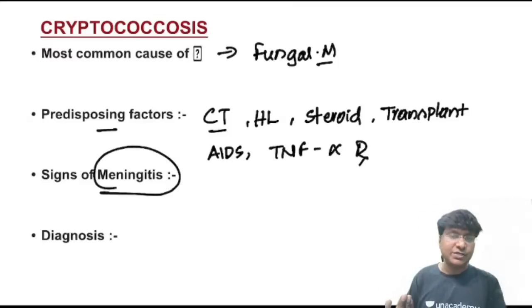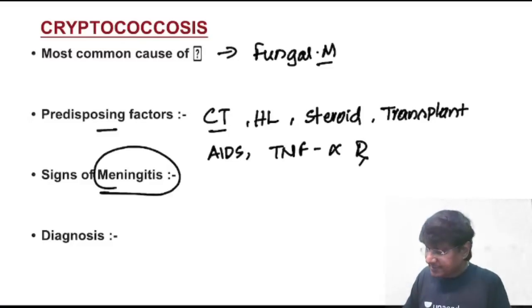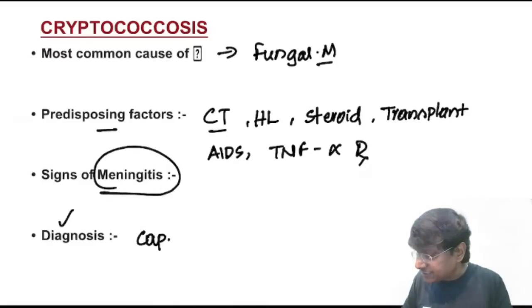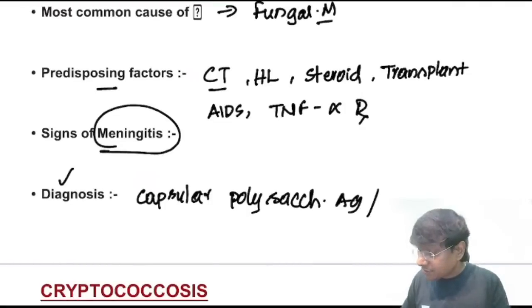And you will have all the signs of meningitis. What are they? Headache, abnormal mental status, and neck rigidity. You will have Brudzinski sign, and you also have Kernig sign. Then how do you diagnose cryptococcosis? The diagnosis is by demonstration of capsular polysaccharide antigen. You have to do CSF analysis, in which you demonstrate capsular polysaccharide antigen or a positive culture in CSF.